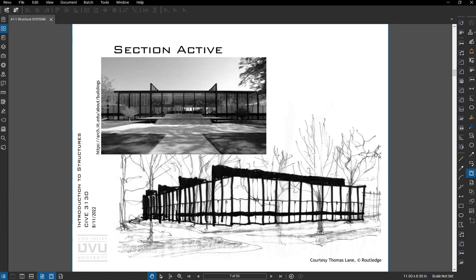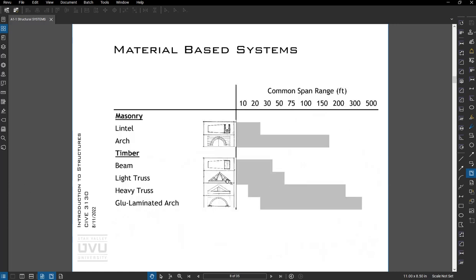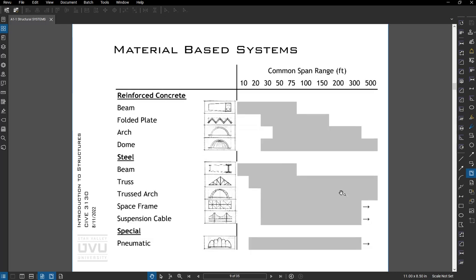So looking at material-based systems, this table will give you different types of systems. Here we have a lintel and then a common span range in feet. Lintels, this was like a beam in a masonry wall. 20, 25 feet, they kind of tap out. Timber, for trusses and beams, light trusses at least, we can go about 70 feet. Heavy trusses up to 200 or so. And these aren't hard and fast rules. These are just common ranges that these types of members will span.